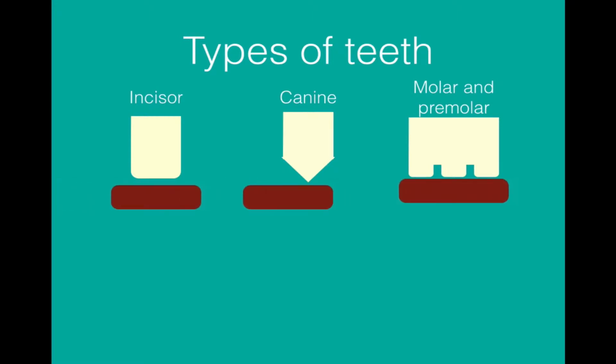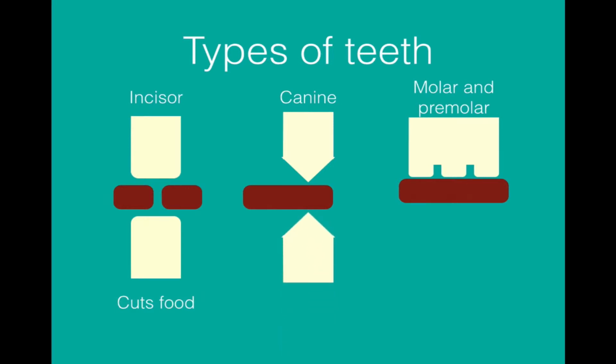Let's have a look at how they work on food. So the incisor cuts. You have two incisors on opposite sides. They're the front four at the top and at the bottom. So they cut food into smaller bits. It's for an initial biting. The canines are pointy, so they're next to the incisors, two at the top, two at the bottom. And the canines pierce and tear food.